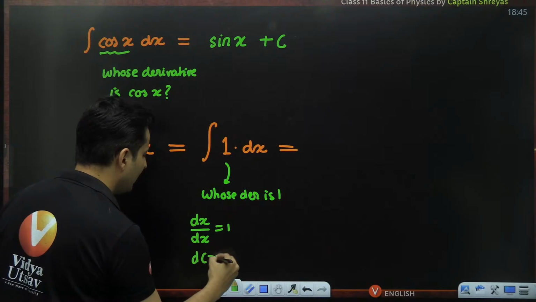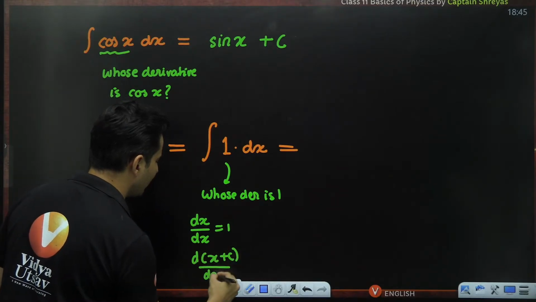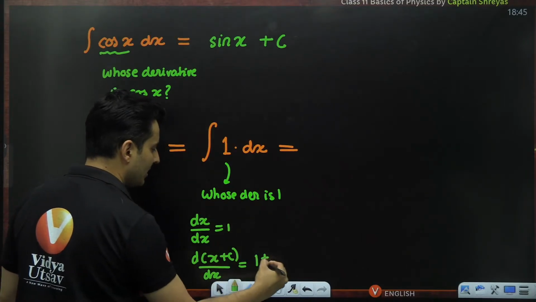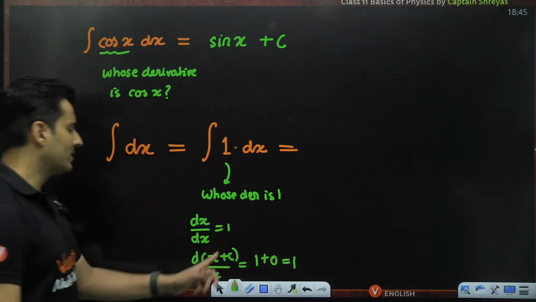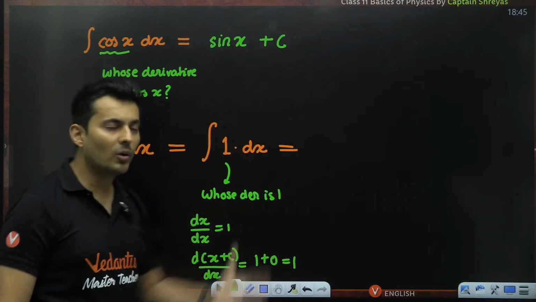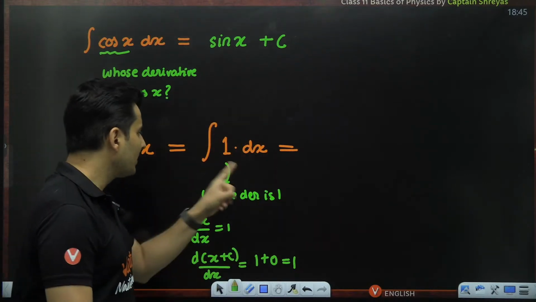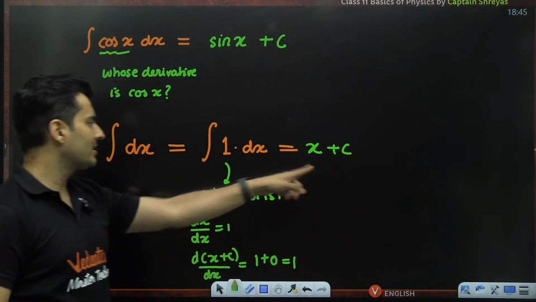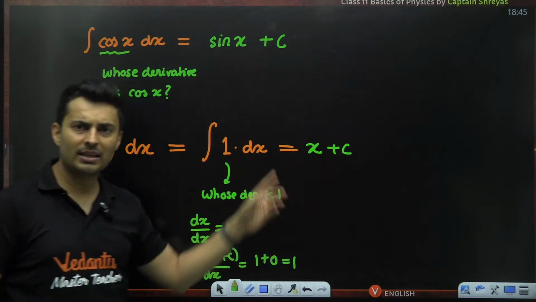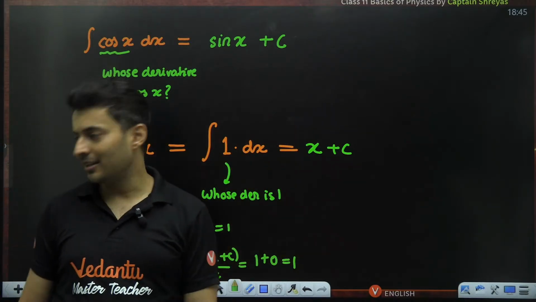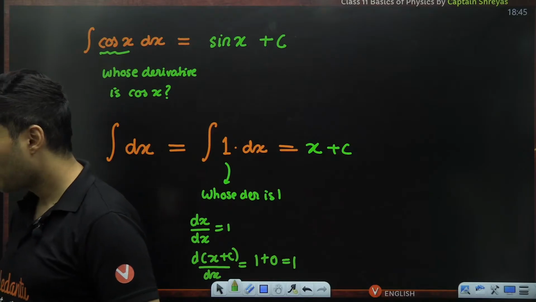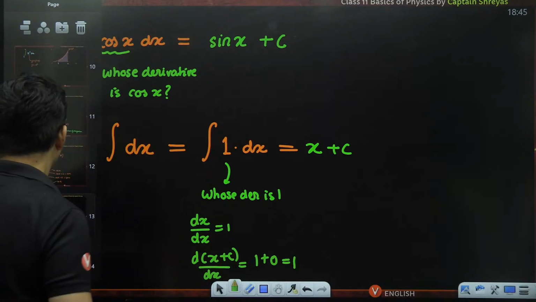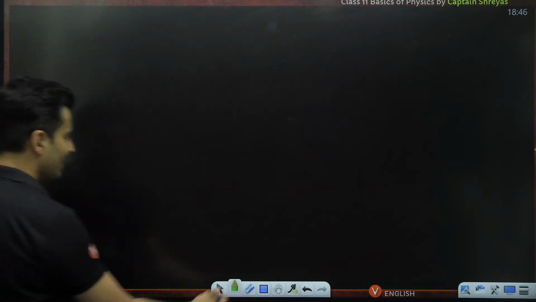In fact, the derivative of x plus any constant with respect to x will also be 1, because a constant's derivative is 0. Oh, sir, so that means the answer to this is x plus c. The derivative of x is 1, and x plus c is also 1 only. The answer is x plus c. Guys, got it? So now it will be easier for me to explain the formulas of integration.